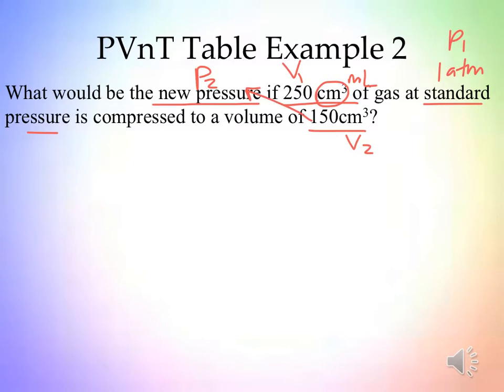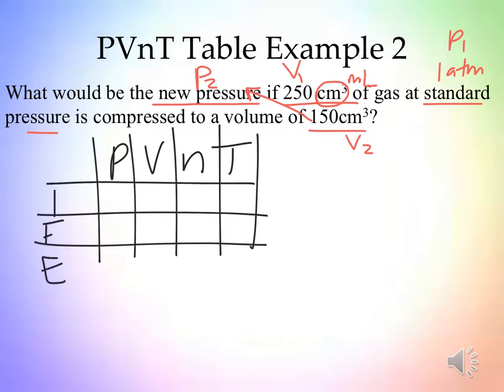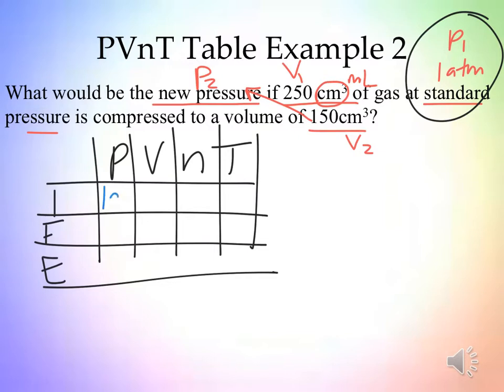So now, set up your PVnT table. Once you've set that up with initial, final, and effect, our P1 is 1 ATM. Our V1 is 250 milliliters. Our P2 is what we're trying to find, and our V2 is 150 milliliters.